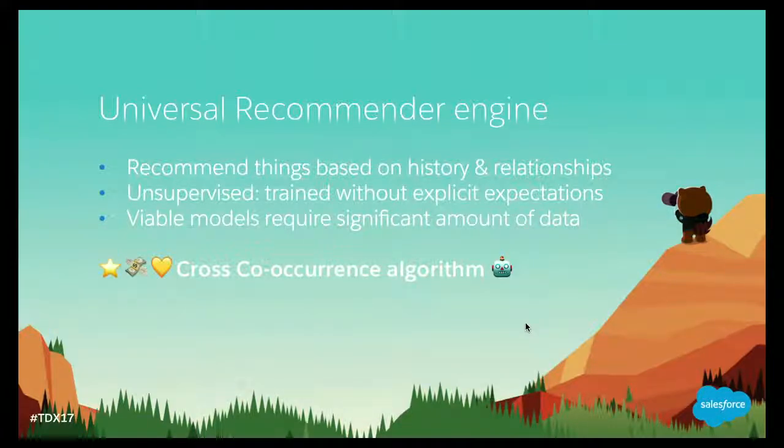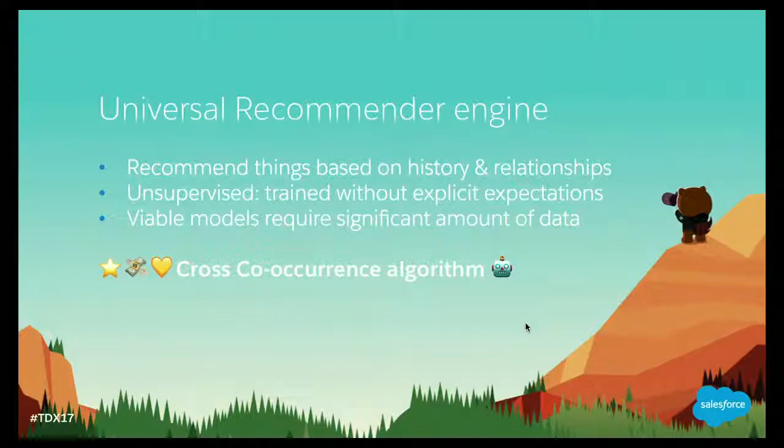So a recommendation engine recommends things. In this case, it's based on both history of purchase events, bookmark events, rating events, and relationships. This is where the algorithm that we use with this engine, the cross co-occurrence algorithm, really shines, because it builds up these matrices of correlated attributes to actions so that it can suss out these latent relationships in your data. But this is the challenge with unsupervised learning.